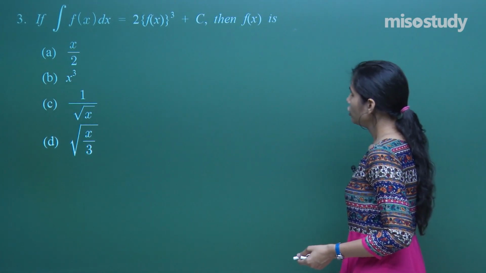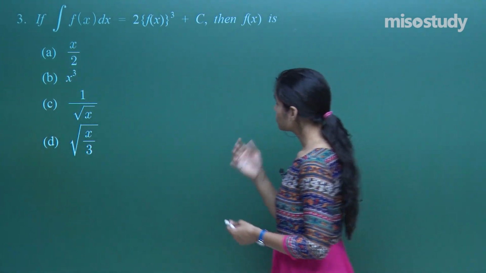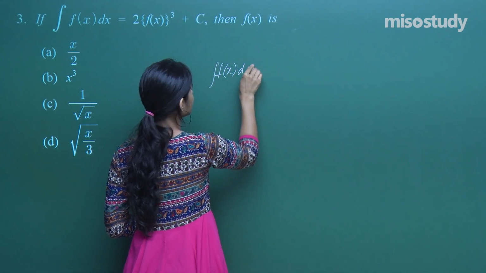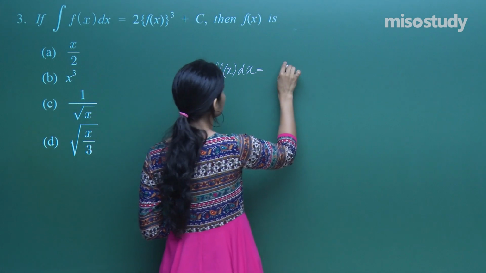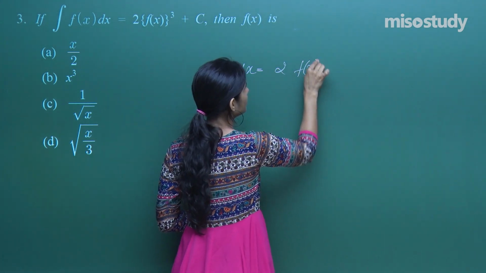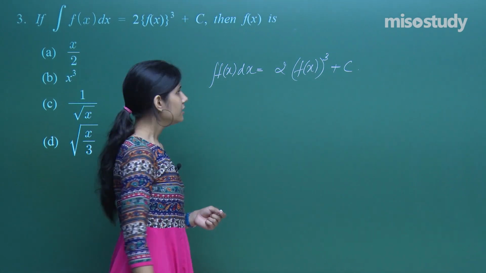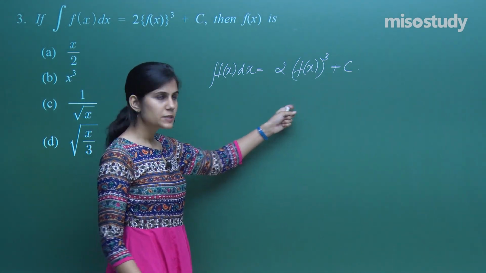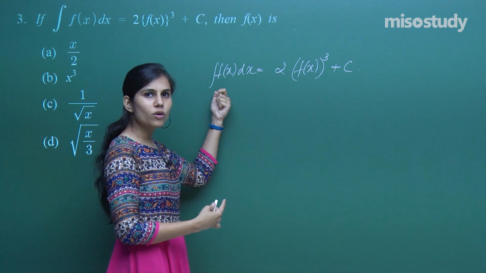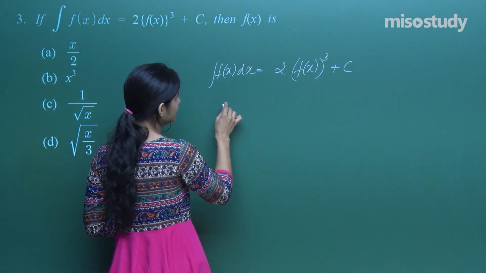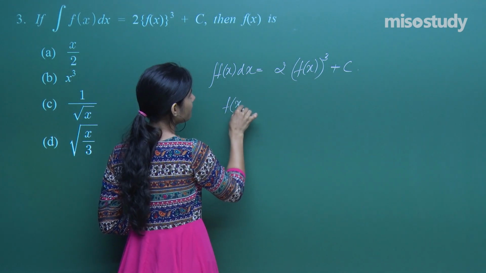Okay. So integral f(x) dx is given to us as what? Integral f(x) dx is given to us as twice of f(x) whole cube plus c. If you differentiate both sides with respect to x, because I want f(x), so I don't want this integral sign, I want my f(x) to get rid of this integral sign. d by dx, when you do, you are just left with f(x).